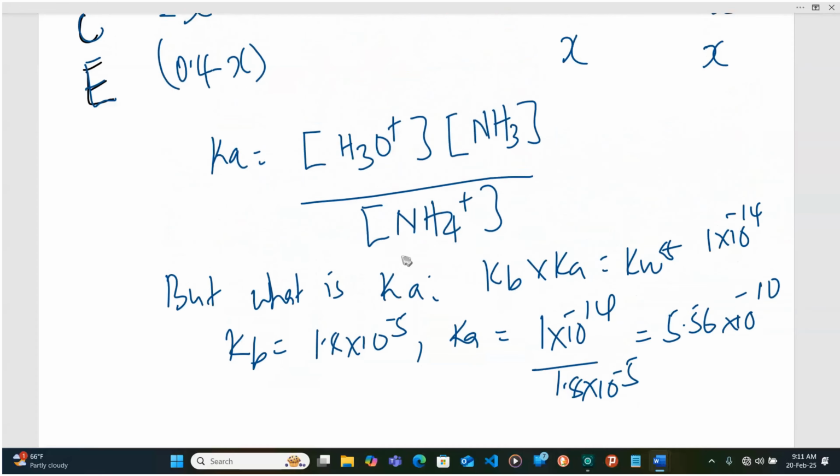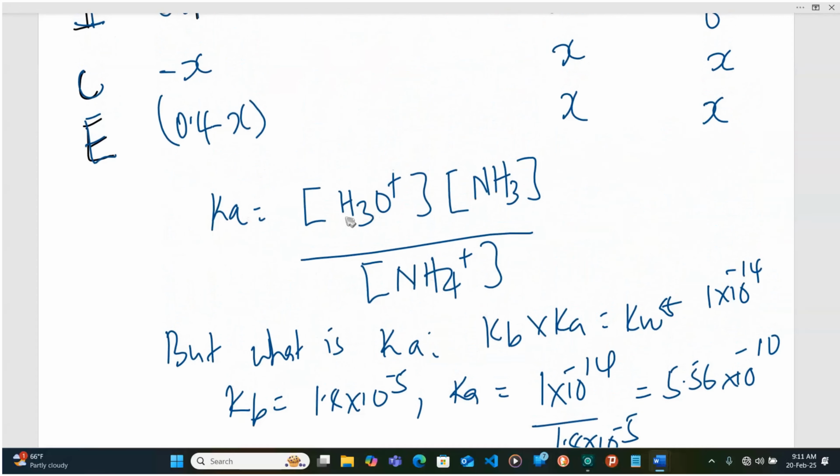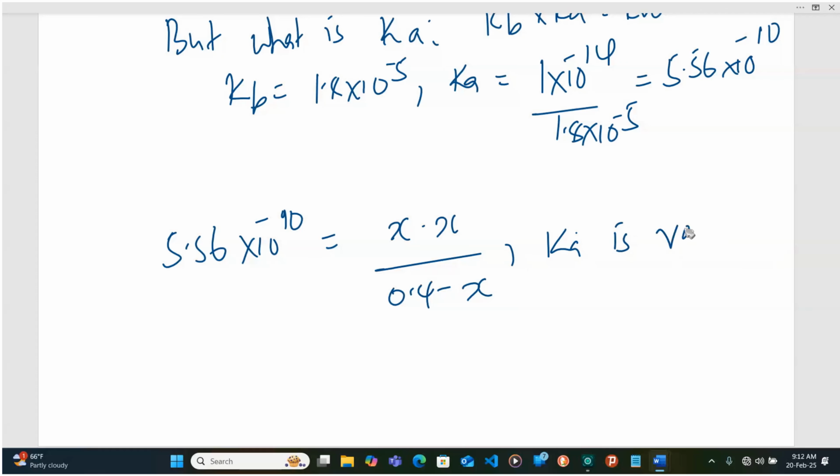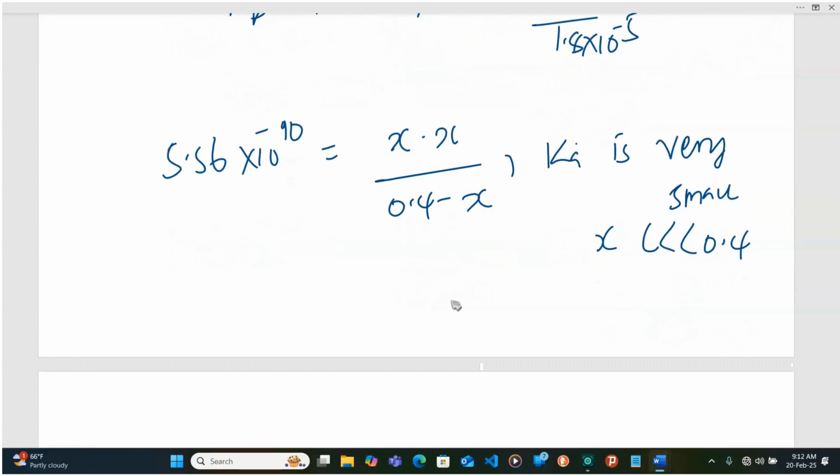So do I know the concentrations of hydronium ions and ammonia at equilibrium? Yes, we have X, and then for ammonium, we have 0.4 minus X. So I'll have 5.56 times 10 power negative 10 equivalent to X times X divided by 0.4 minus X. Again, we can see that Ka is very small, and therefore X is much smaller than 0.4. So we can neglect it.